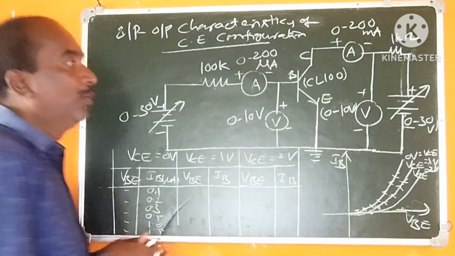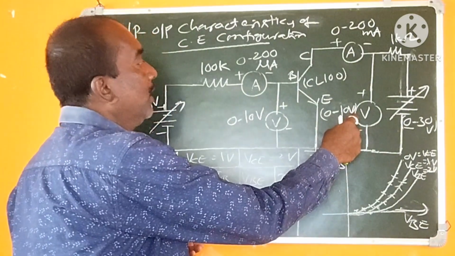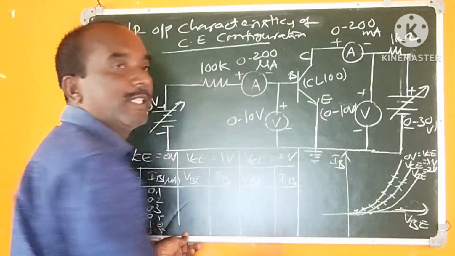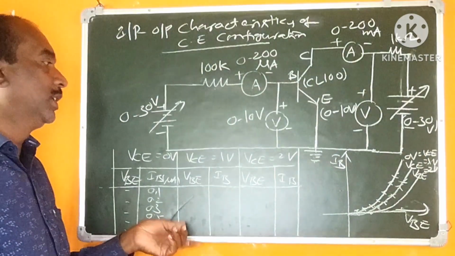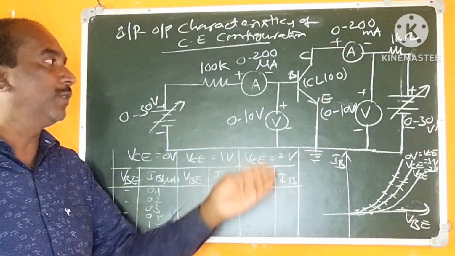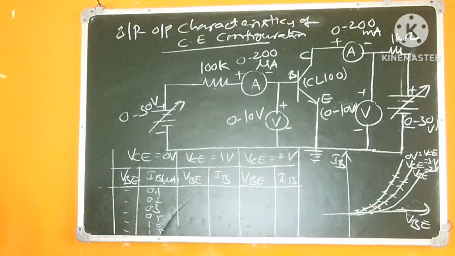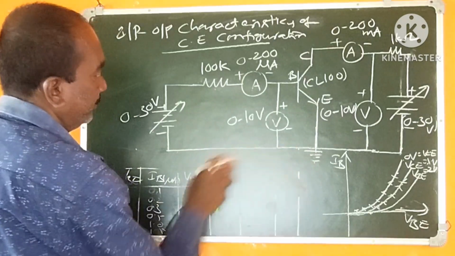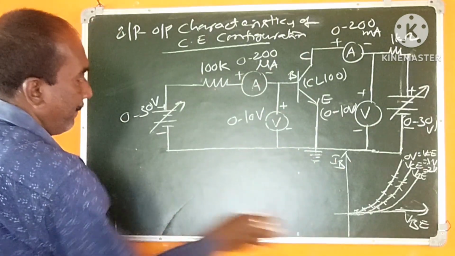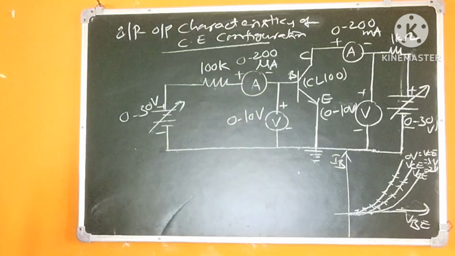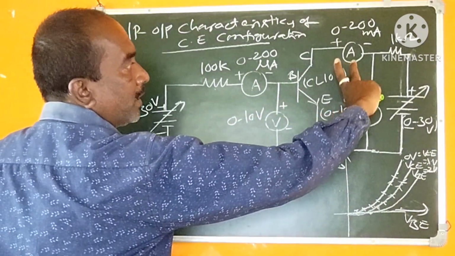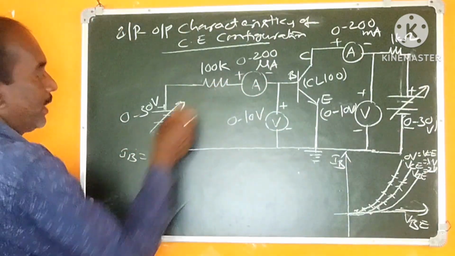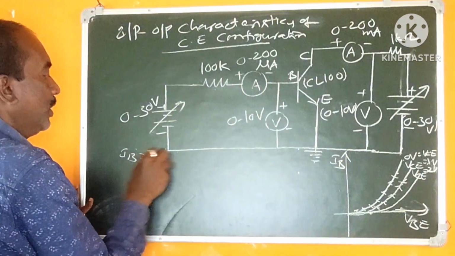And similarly, the output characteristics are determined by maintaining the input current IB as constant. Let us see the table and the model graph of the output characteristics. So for the output characteristics, this current IB is to be maintained as constant. Maybe this may be at 5 microamps.